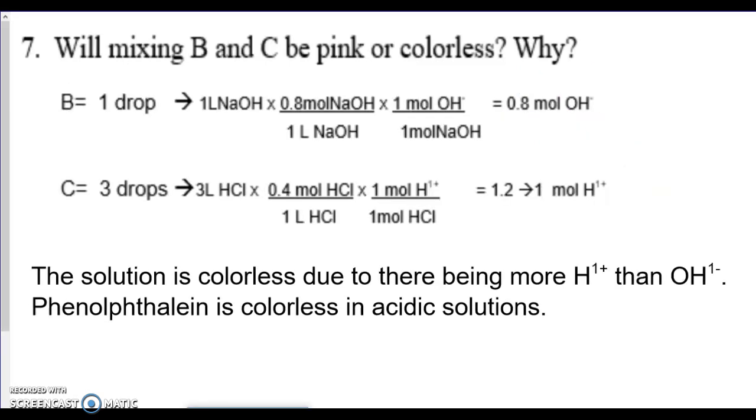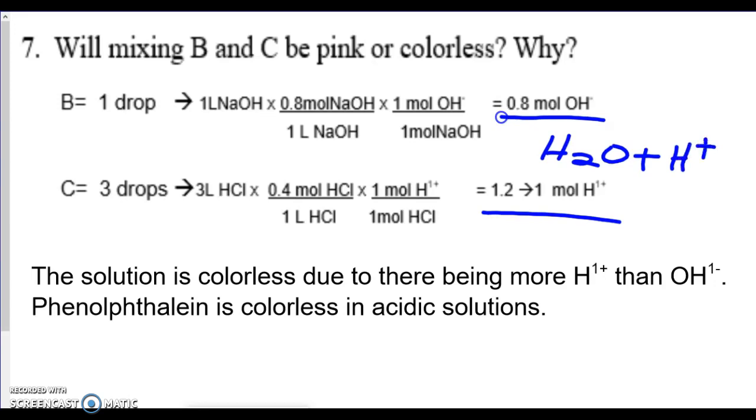Will mixing B and C be pink or colorless, and why? So again, I look at the math. I got 0.8 moles of hydroxide ion. I have 1 mole of hydrogen ion. In this problem, I have more hydrogen ions than I have hydroxide ions. So all the hydrogen ions will react with all of the hydroxide ions until all the hydroxide ions are used up, leaving us with water and some hydrogen ions that are unreacted. Hydrogen ions and phenolphthalein do nothing, so they stay colorless.